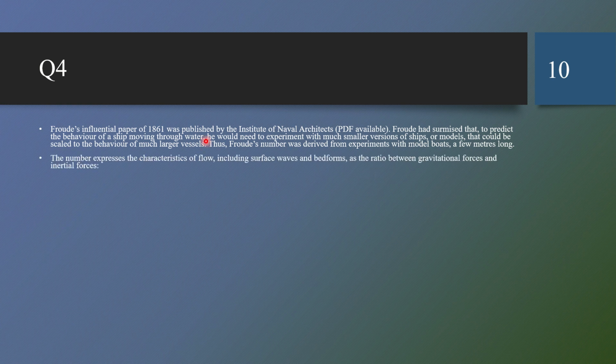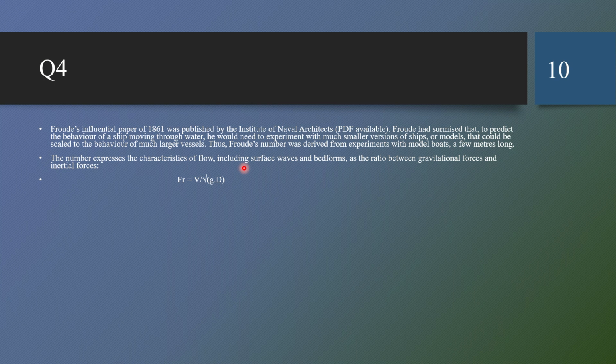The number expresses the characteristics of flow, including surface waves and bed forms, as the ratio between gravitational force and inertial force. So the Froude number is given by V over root of g times D, where V is the velocity and D is the diameter of the vessel or some flow dimension.